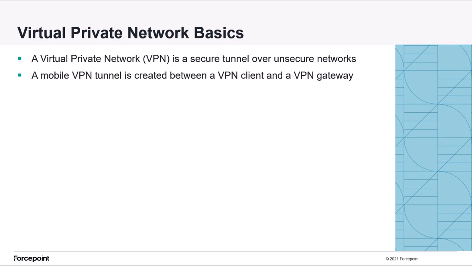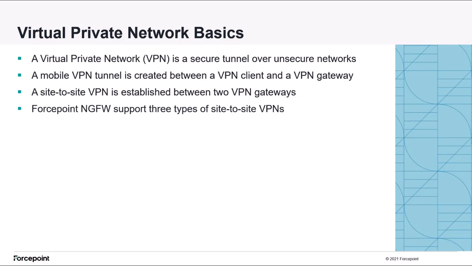You can establish a VPN tunnel between a VPN client and a VPN gateway to secure user traffic to the corporate resources. This is called a mobile VPN. A tunnel can also be established between two VPN gateway devices to secure all the traffic between two locations, such as the corporate head office and the data center. This is called a site-to-site VPN.